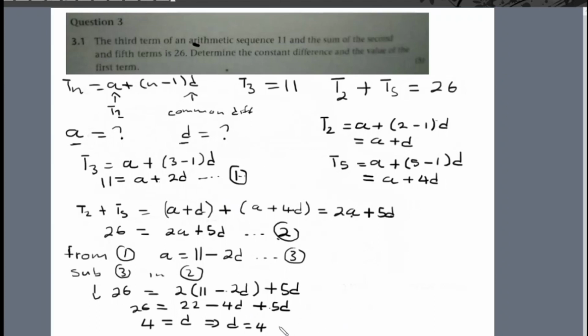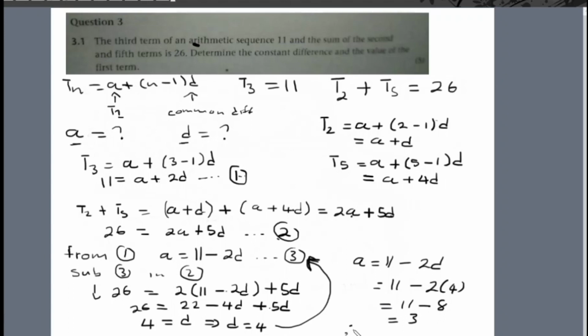Now to find a, we will take d and substitute back into equation 3, right? So we substitute into equation 3. So we have a is equal to 11 minus 2d, but we have found that d is 4, so we have 11 minus 2 times 4, so this is 11 minus 8, which is 3. Therefore a is equal to 3. So this equation has been answered, right?